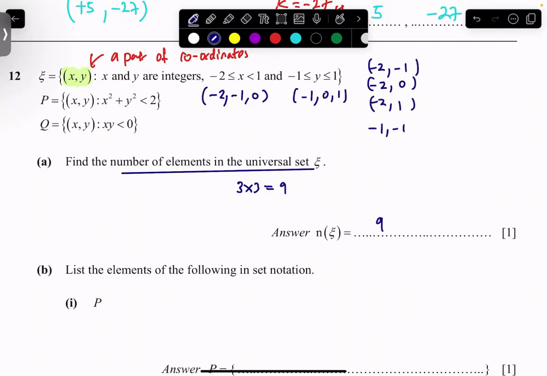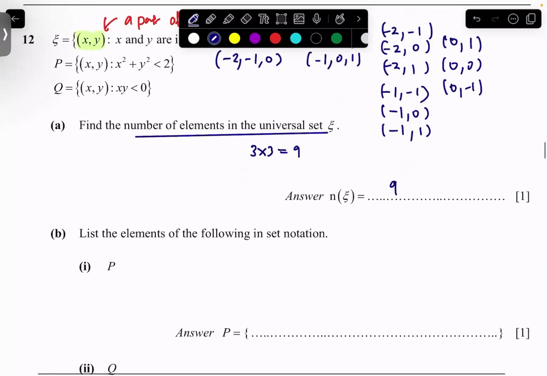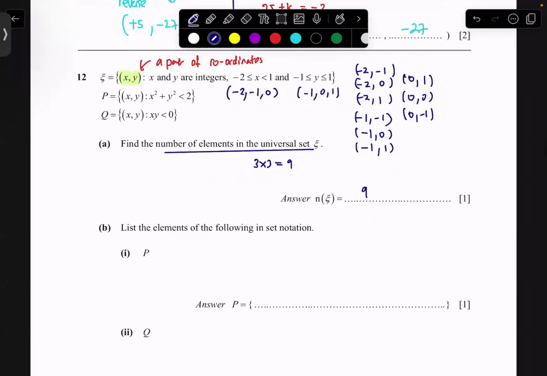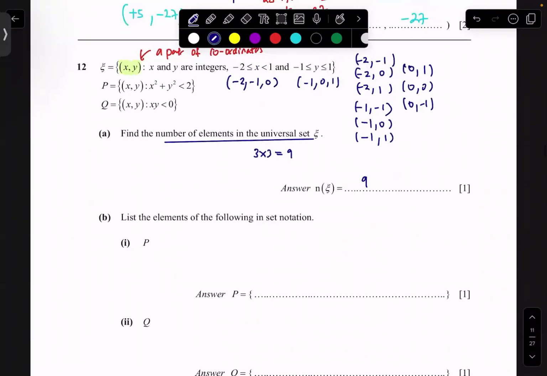Okay, we can have negative 1, negative 1, and these are all the elements. Negative 1, 0, and then negative 1, 1. And the third group will be 0, 1; 0, 0; and 0, negative 1. So 9 elements. Now, list the elements of the following in set notation. The elements of P, the elements of Q.